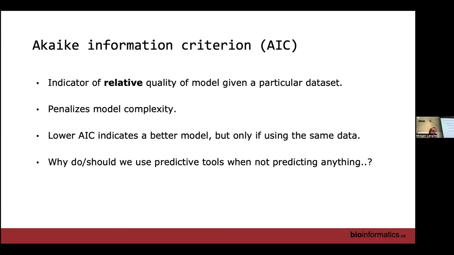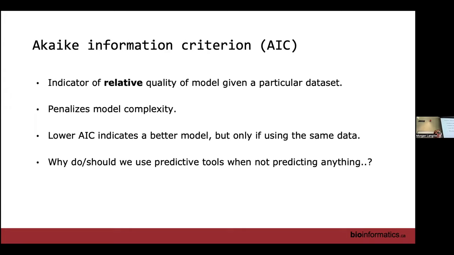Now, what is this? You may have heard about it. The AIC, or the Akaike information criterion, is an indicator of the relative quality of the model given a particular data set. We're not going to go super in depth about it, but it's a thing to be aware of. It gauges your model, and it gives you a way to compare different models that you might be trying out for your data. It's a similar idea to an R-squared, but they are really not related.